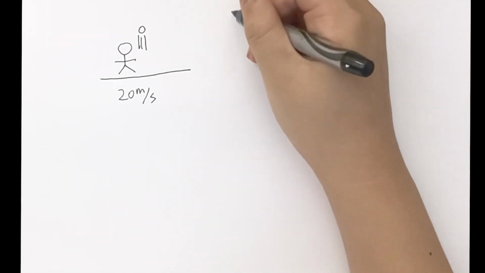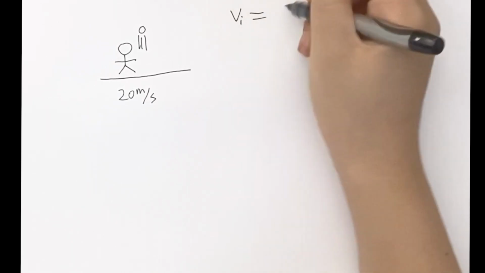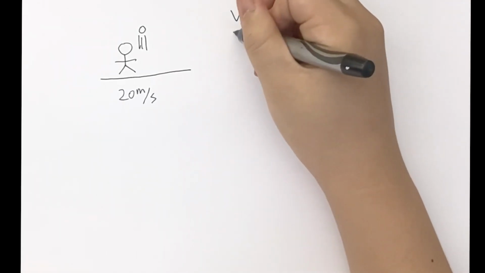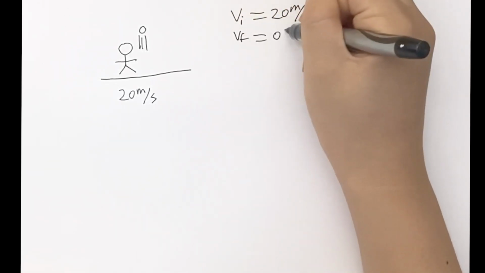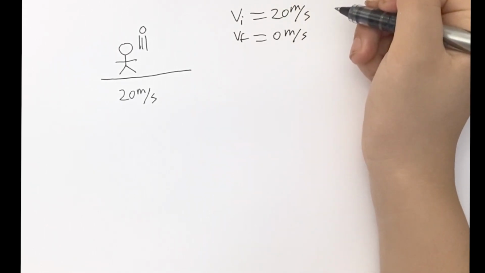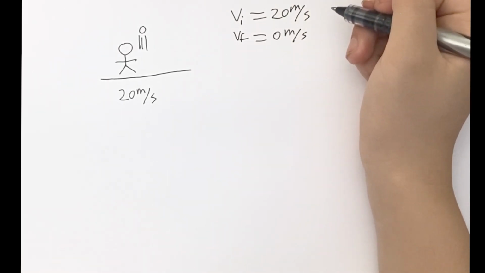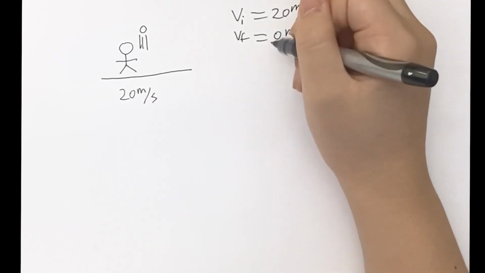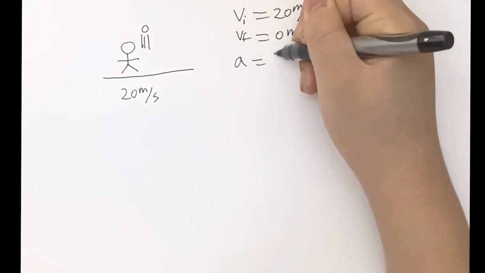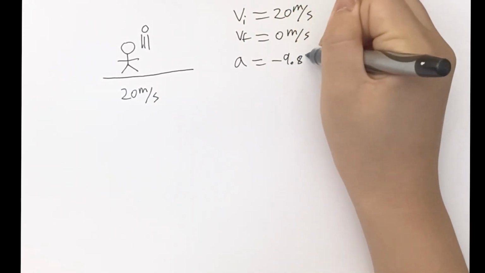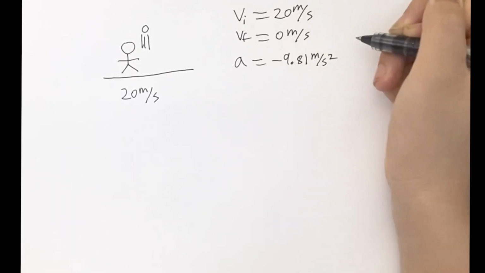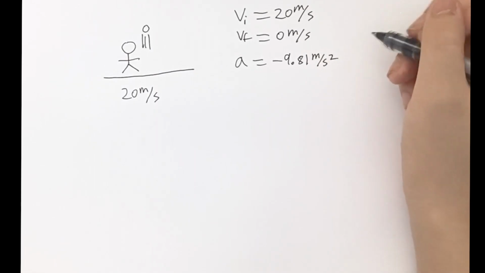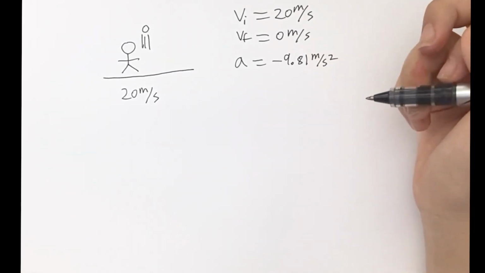We know the initial velocity, which is equal to 20 meters per second. We also know that the final velocity is going to be 0 meters per second. Now, if you think about it, at the ball's maximum height, it will have no kinetic energy. So that's why it's 0 meters per second. Now, the acceleration here is going to be negative 9.81 meters per second squared. Now, this is because this is the acceleration of gravity. And it's negative since gravity tends to pull things down relative to our view.